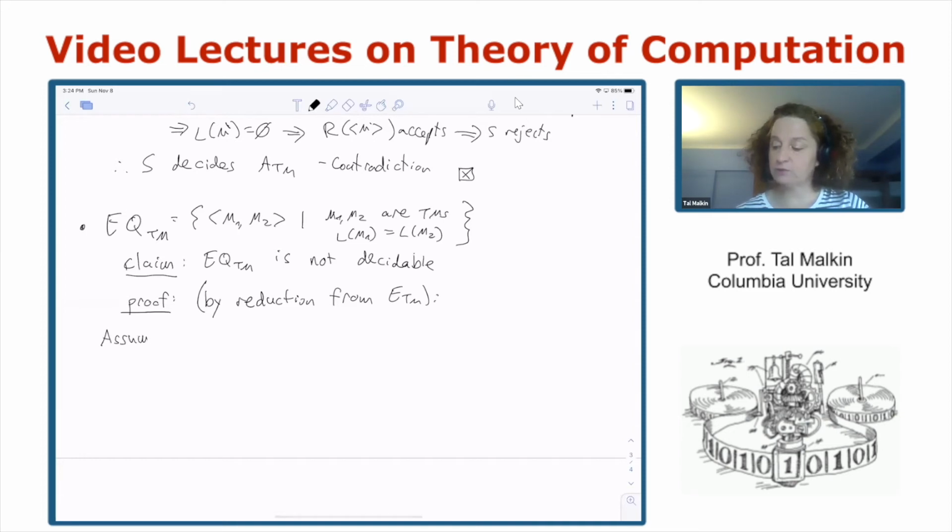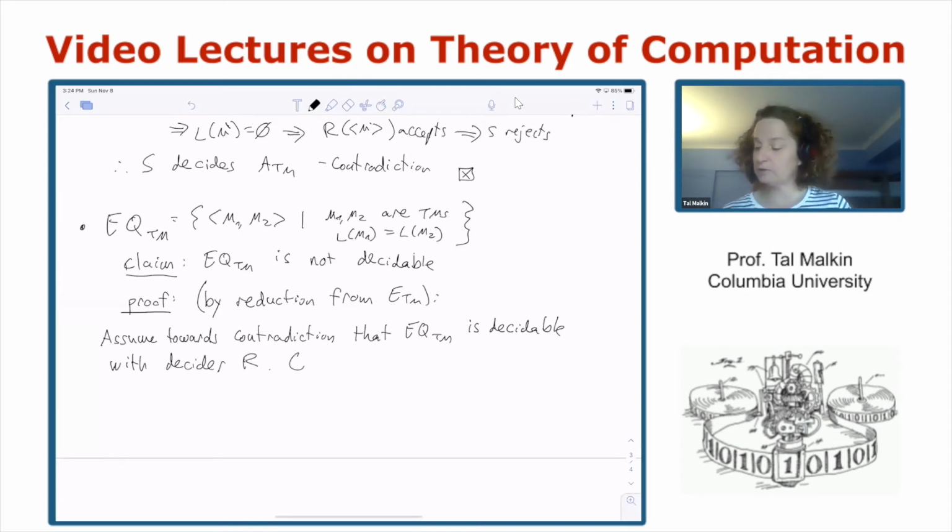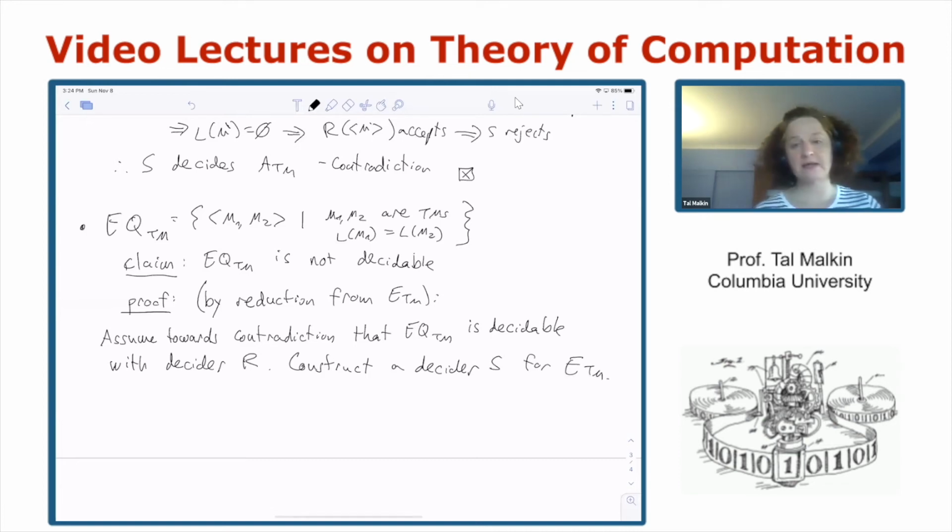So assume towards contradiction that the equivalence problem is decidable with the decider R. So let's say I have a decider R that decides it. I will construct a decider S for ETM, and that would be a contradiction because ETM is not decidable.